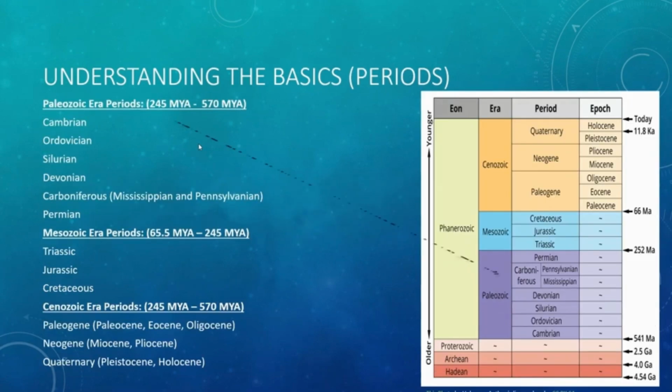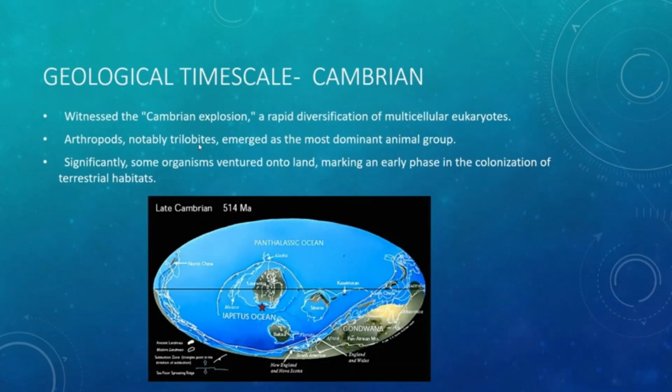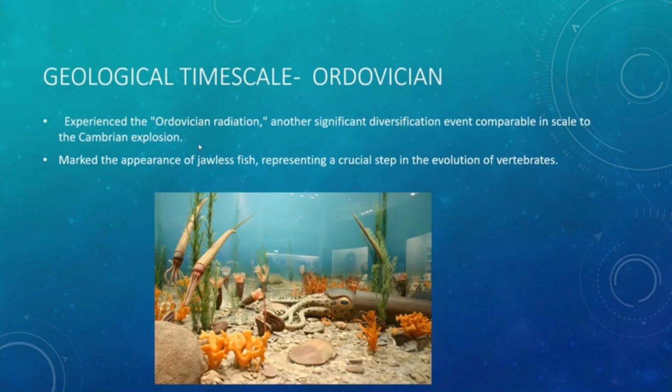Starting off with the Paleozoic era, the Cambrian period witnessed the Cambrian explosion, a rapid diversification of multicellular eukaryotes. Arthropods, notably trilobites, emerged as the most dominant animal group. Significantly, some organisms ventured onto land, marking an early phase in the colonization of terrestrial habitats.